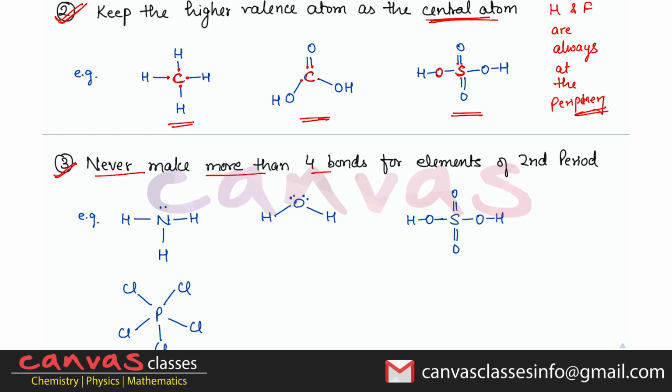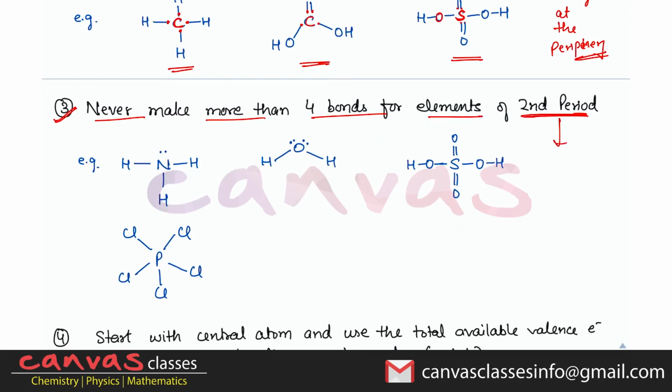Third, never make more than 4 bonds for elements of second period, because the second period elements don't have empty d orbitals. So we cannot exceed their octet. Like nitrogen here, it has 5 valence electrons, but it makes only 3 single bonds, sigma bonds, and 1 lone pair. Oxygen keeps 2 lone pairs and forms 2 sigma bonds, right?